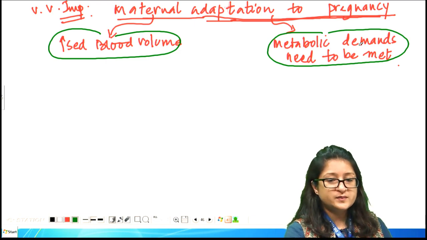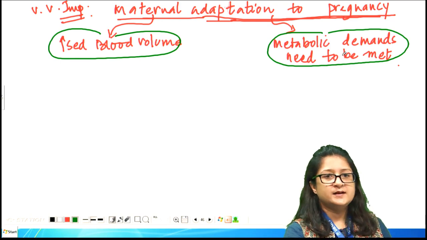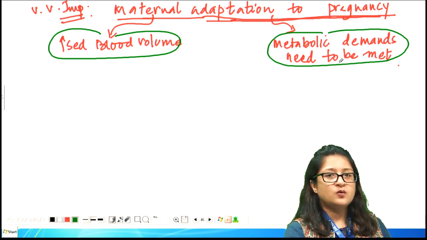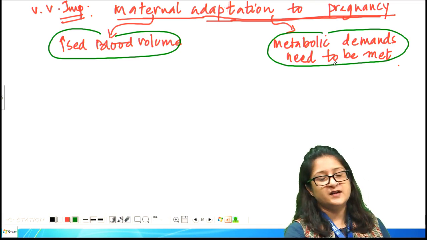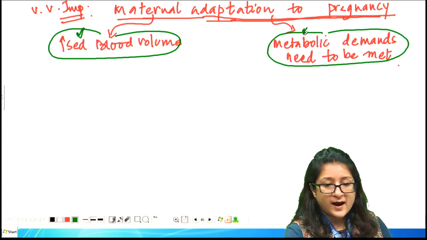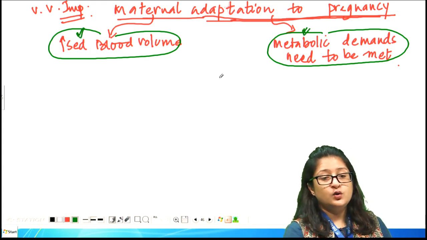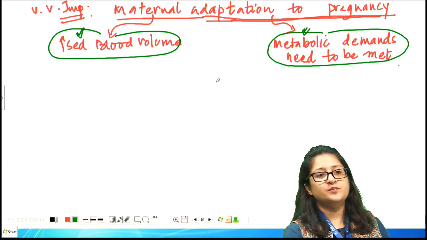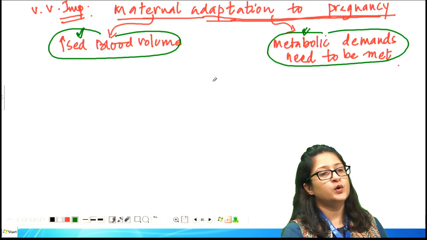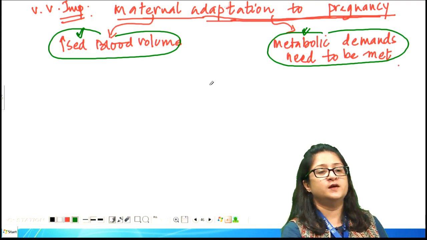Because all those metabolic demands which are being raised, tissues are being synthesized, fetus nutrient demands are being met, all those things require energy. For energy, it needs oxygen. Oxygen will be transported by blood. So everything has to happen in synchronicity to help the mother adapt to the increasing requirement of pregnancy, which puts a load on each and every system of the mother.